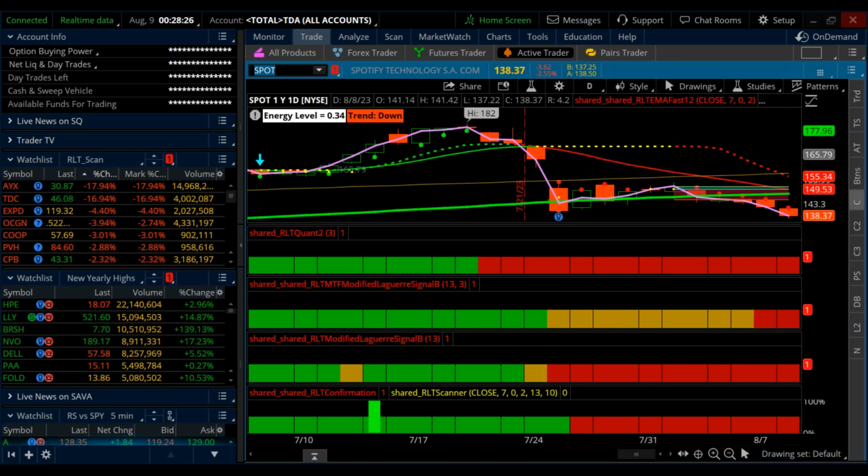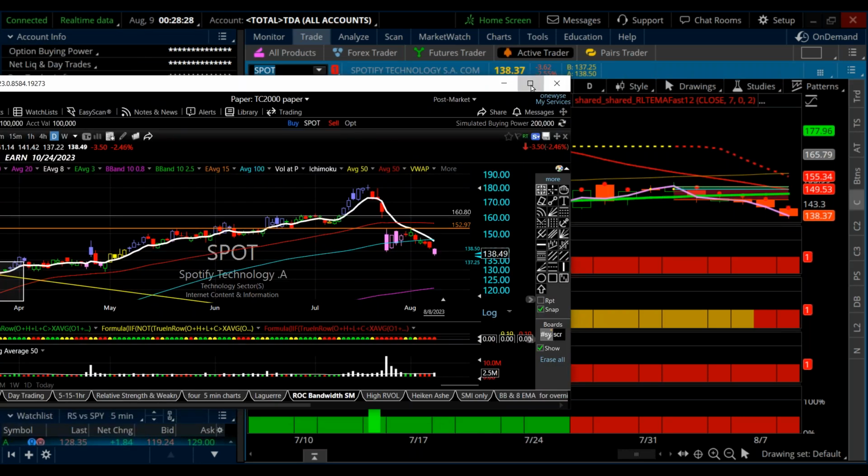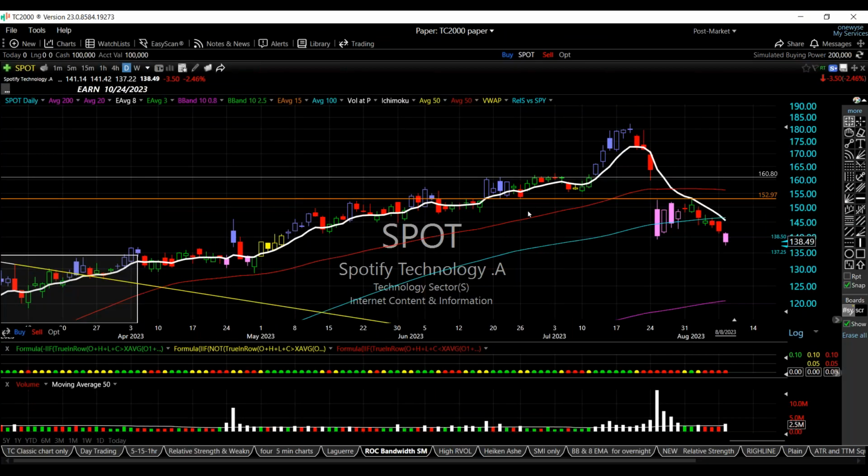What's it look like on TC2000? All right, so here's TC2000. Now you can see the nice move up that it had over here, and then it got too far extended. It came back and it gapped down here on earnings. You see that big, huge volume candle right there? It gapped down and then it's tried to recover.